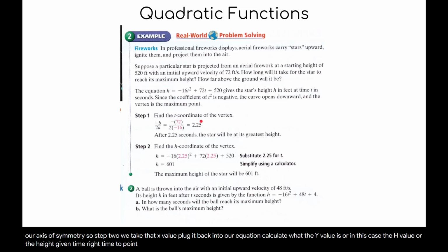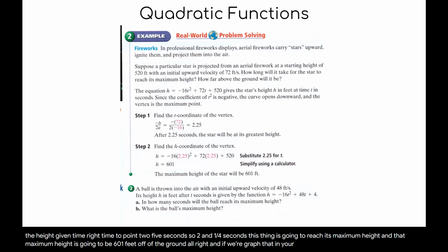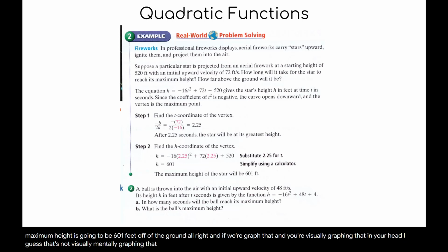At 2.25 seconds, so 2¼ seconds, this thing is going to reach its maximum height, and that maximum height is going to be 601 feet off of the ground, all right? And if we were to graph that, and you're mentally graphing that in your head, that's the vertex of our parabola. And our parabola is facing down, which you know because our a value is negative.